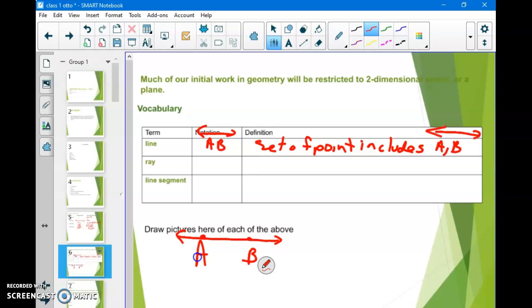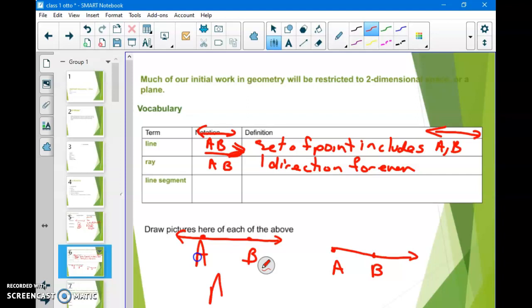The arrows mean forever. A ray, so if I have ray AB, A is called the initial point, and notice that we only put that it's going in one direction through B forever. So definition, it goes one direction forever. And notice that it only has 1 arrow on it.